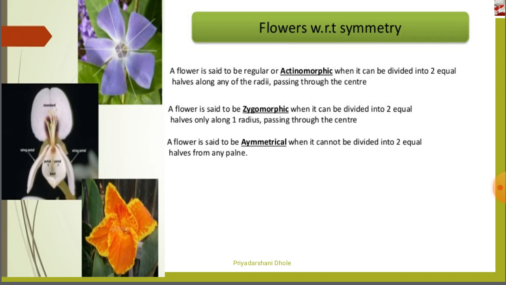Which is called an actinomorphic flower. Next one is a zygomorphic flower, when divided into two equal halves only along one radius passing through the center. Then at that time you will get two equal parts. Therefore it is called a zygomorphic flower. And next one is asymmetric, when it cannot be divided into two equal halves from any plane, therefore it is called an asymmetric flower. These are the three types: actinomorphic, zygomorphic, and asymmetrical.